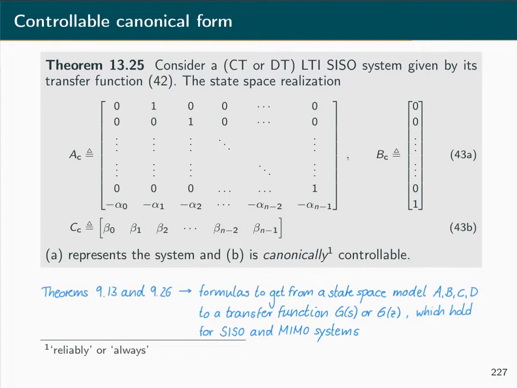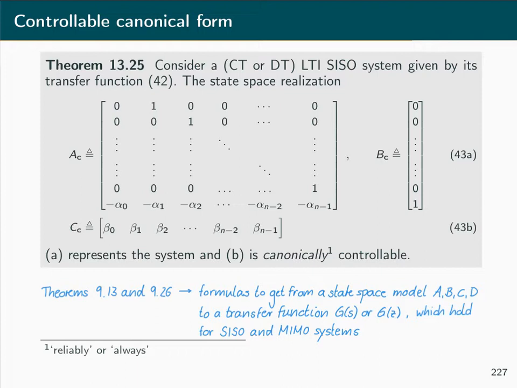Now, let's take a closer look at the particular state space realization in equation 43. The system matrix, which we call AC, looks like this. So in the upper part, it has all zeros except for ones on the superdiagonal. And in the last row, it has the coefficients of the denominator of the transfer function with a minus sign, and in the order from minus alpha 0 up to minus alpha n minus 1.